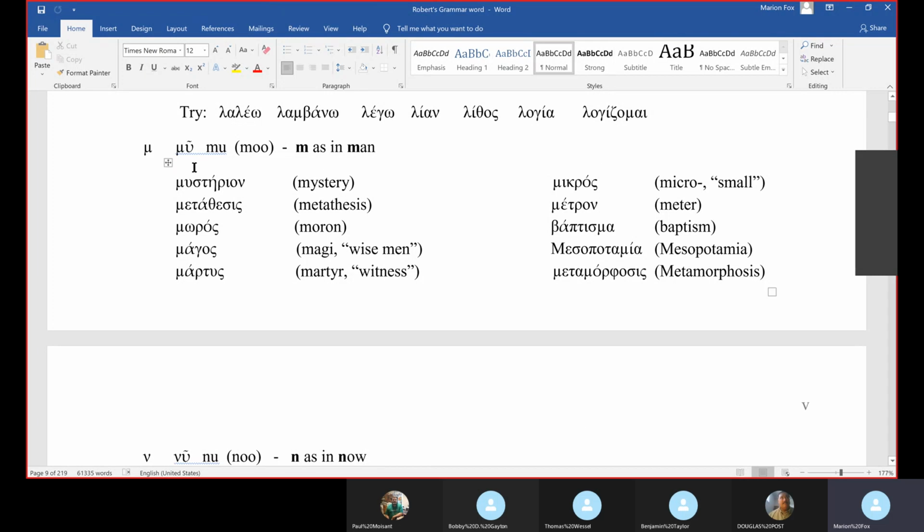The next letter is mu. That's an M as in man, mu. Musterion, and that's the word for mystery. Metathesis, and we get back to the word thesis, and then meta is a preposition. Moros, and that's a moron, and that's someone that's kind of a foolish person. Magos, magi, now notice your move. Martus, that's a martyr or a witness.